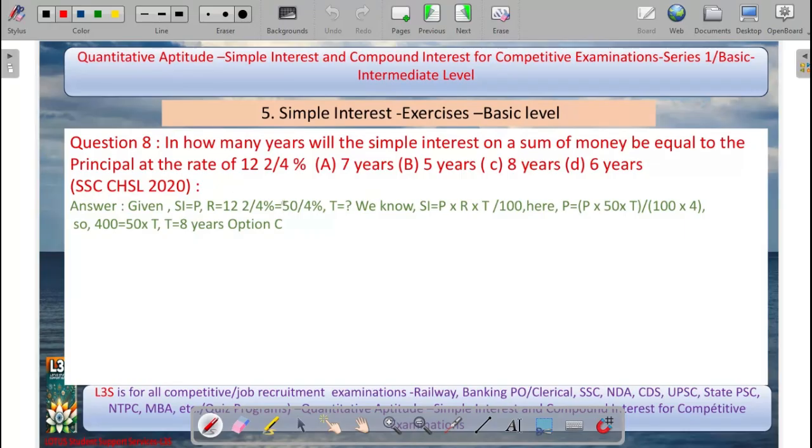Question 8. In how many years will the simple interest on a sum of money be equal to principal at the rate of 12/4%? So how many years will simple interest of a sum of money be equal to principal at the rate of, so here they're saying simple interest will become principal amount at what years? We have to find out T. R is given.